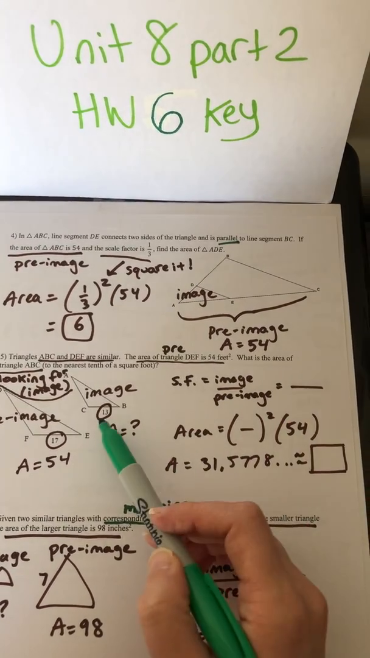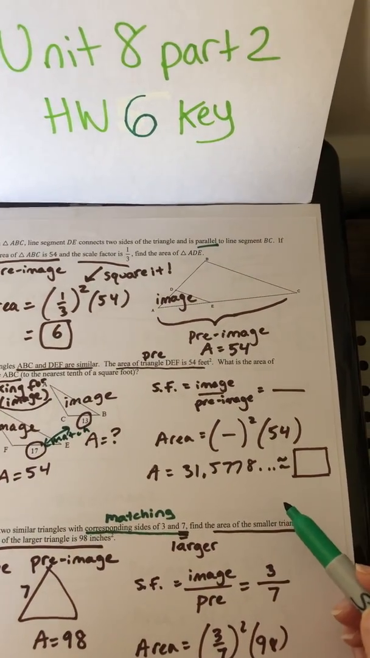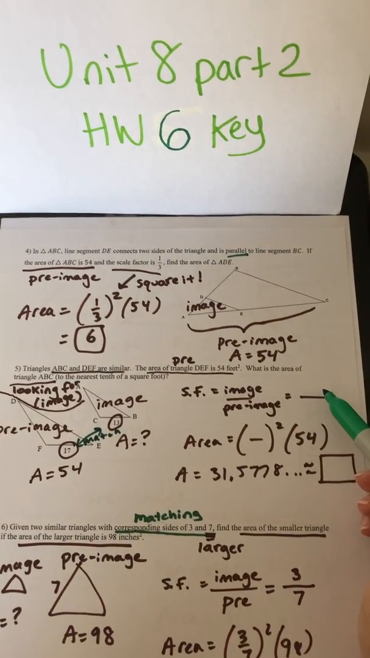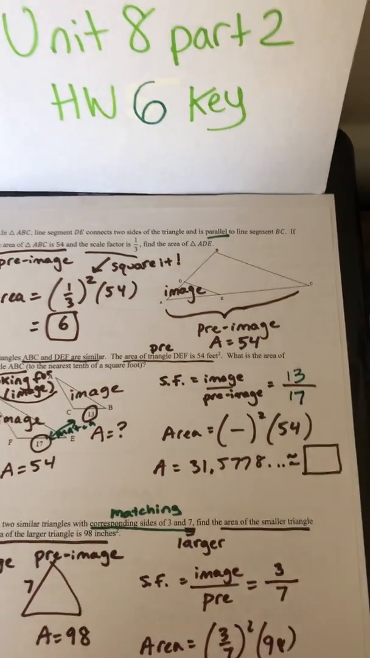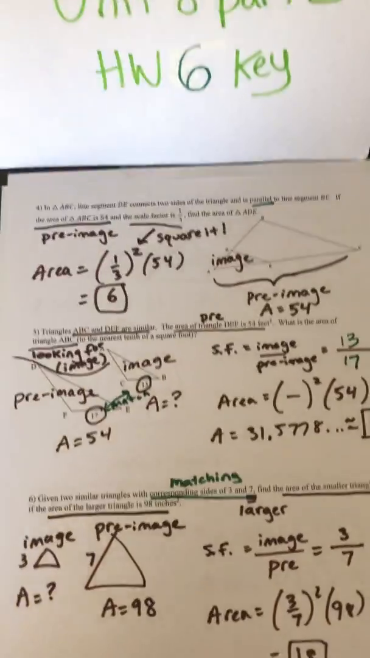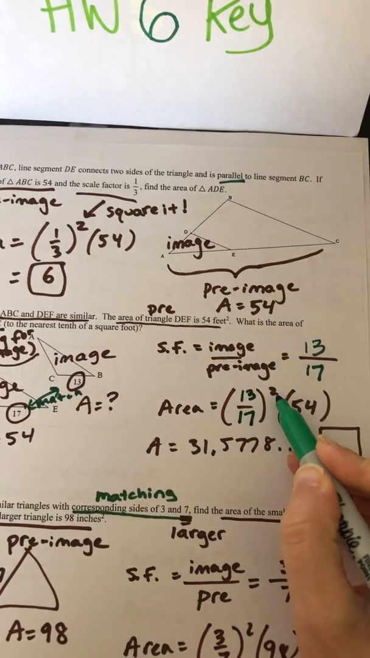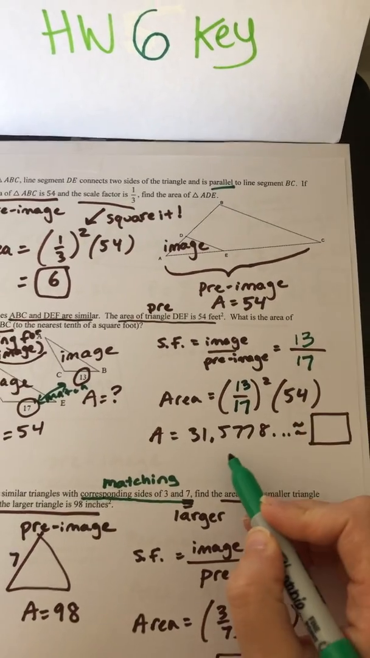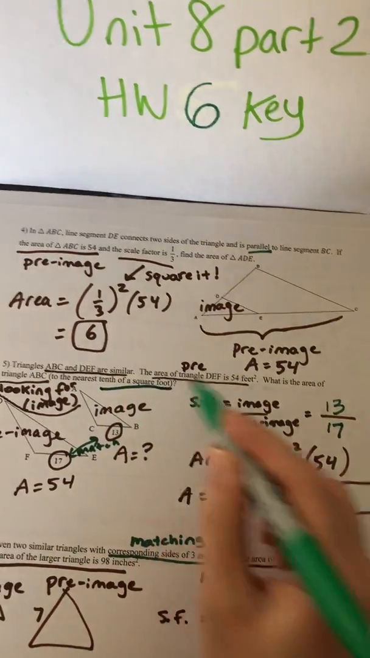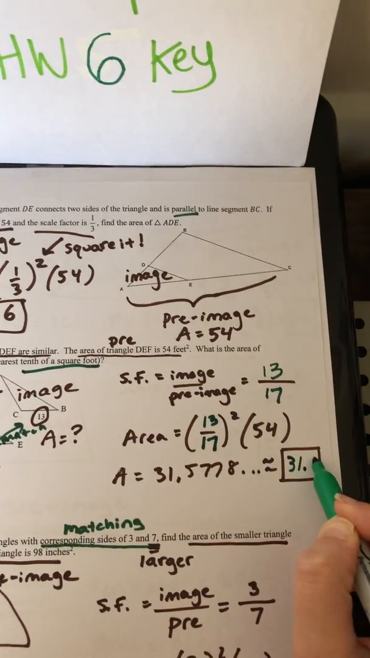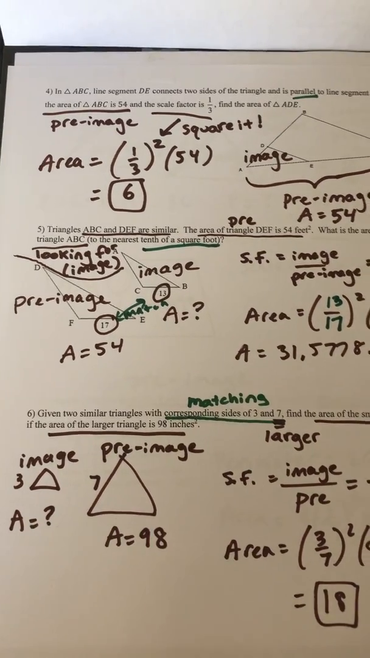So we take the only numbers we know match for sure. These match. They correspond. The 13 and 17 somehow have to go into the scale factor. Well, it's image of 13 over pre-image of 17. And we make sure that we use that number when we scale the areas. 13 over 17, but square it. Times the 54, you get 31.578, and you get that rounded to the nearest 10th, 31.6.